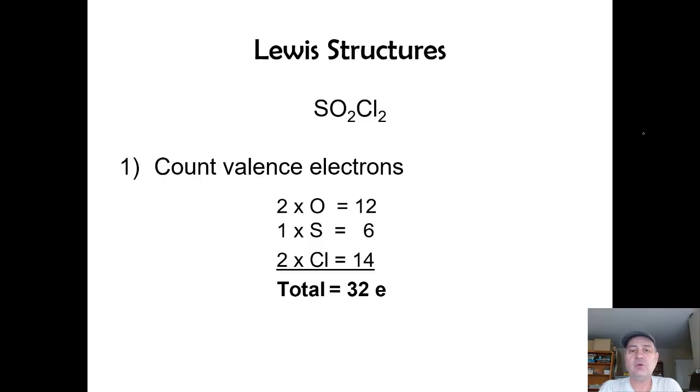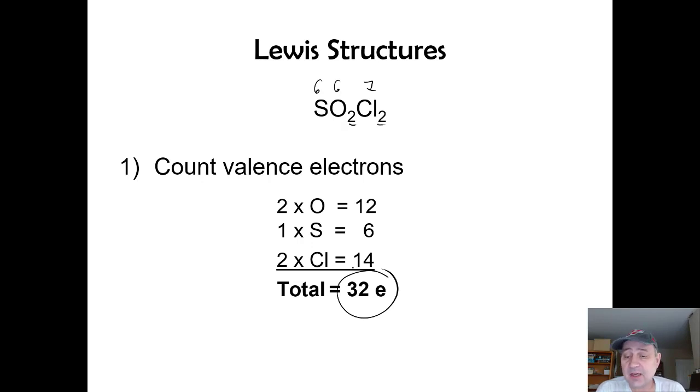Let's use SO2Cl2 as an example. We're going to go through all the rules on how to draw a Lewis structure. First step is to count the valence electrons. Those provide the number of electrons we can use for our skeleton and our connectivity. So pretty easy. Sulfur has 6, oxygen has 6, and chlorine has 7. Of course, we have 2 oxygens and 2 chlorines. We multiply it all out. That's 32 electrons. That's what we have to play with, no more, no less.